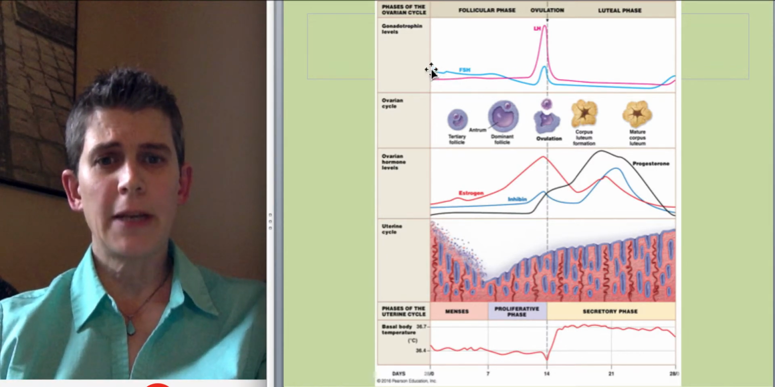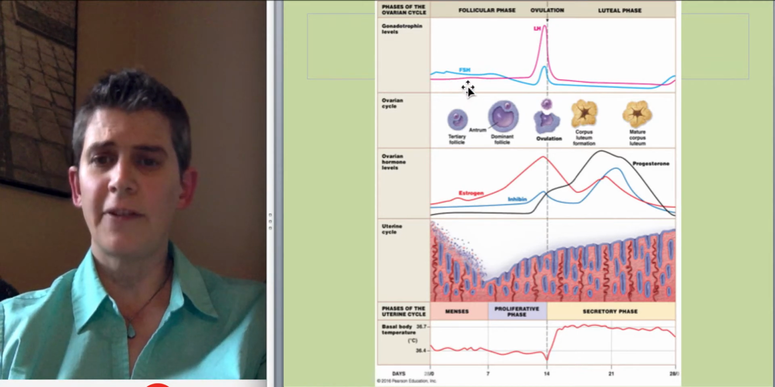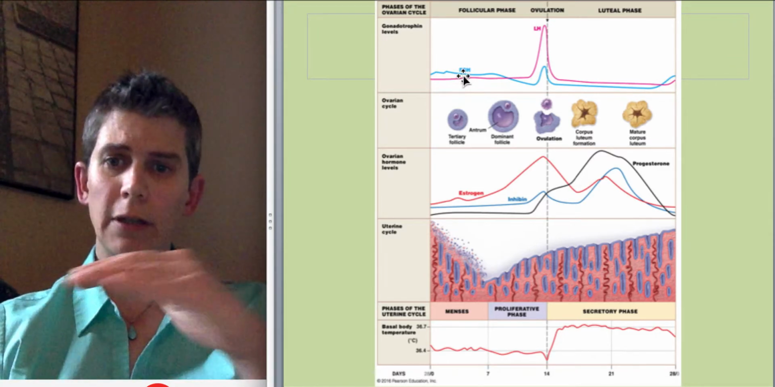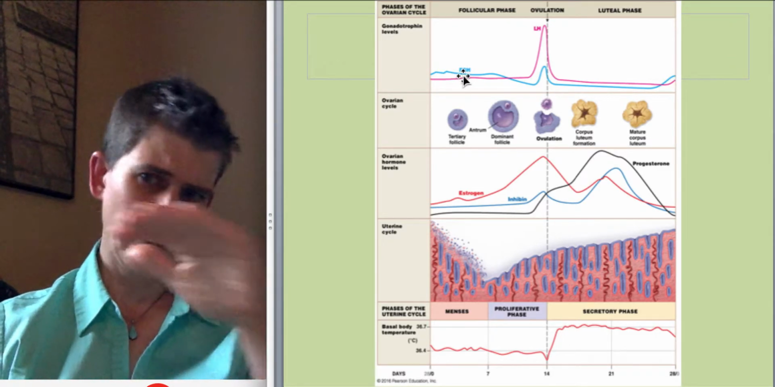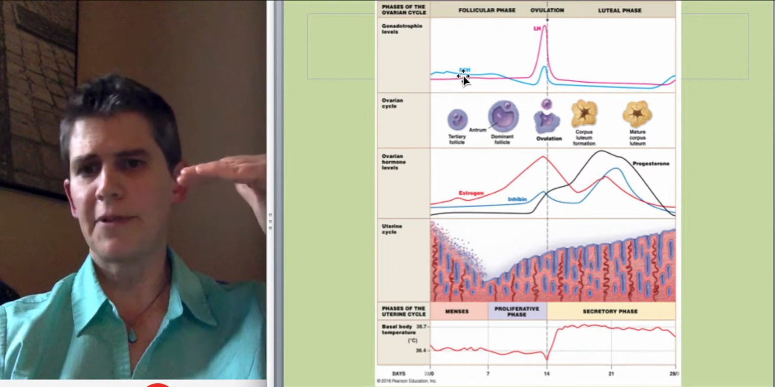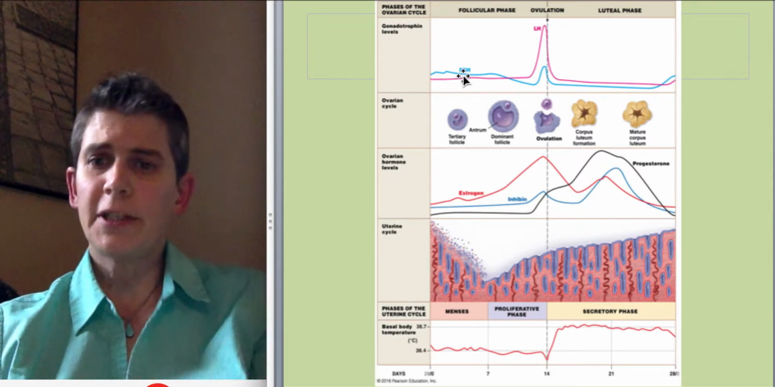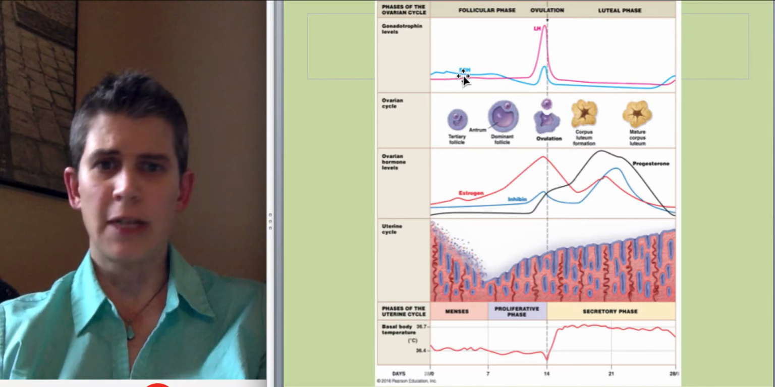Okay, so at the beginning of the cycle, you see that LH and FSH levels are not zero, that would be down here, but relatively low, steady release. The negative feedback loop keeps their levels steady. Okay, so relatively low but steady levels of LH and FSH.